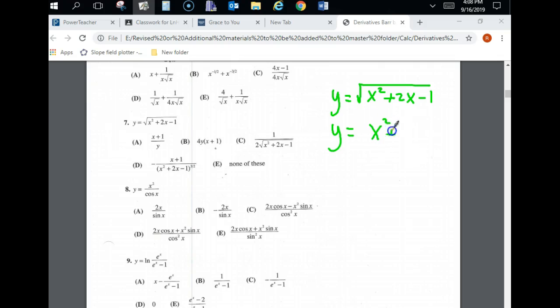The first thing you're going to want to do is rewrite it as a power, right? And then we're going to do our chain rule. So the first thing you do is you move the half to the front, right?